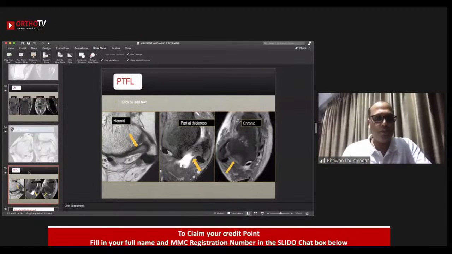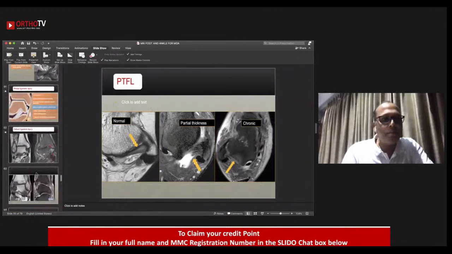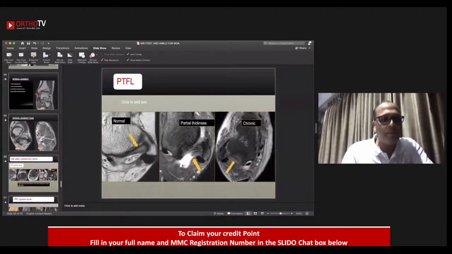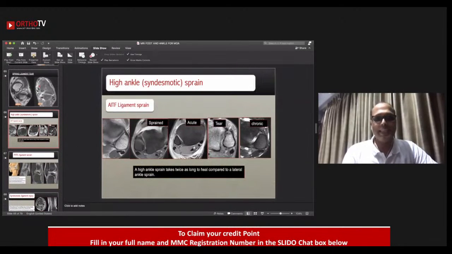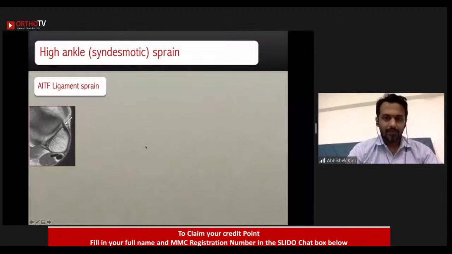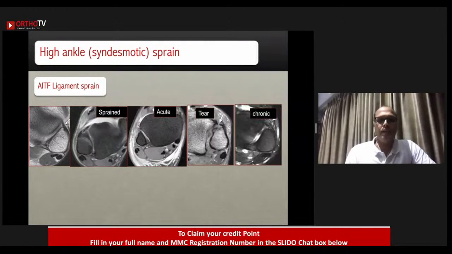So the last one which I was willing to talk about was high ankle injuries, which is, I think, the essential part. Just 2 slides. So the high ankle injuries would be the anterior inferior and the posterior inferior ligaments. These are the ones which I guess are more important when it comes to stability of the ankle joint.